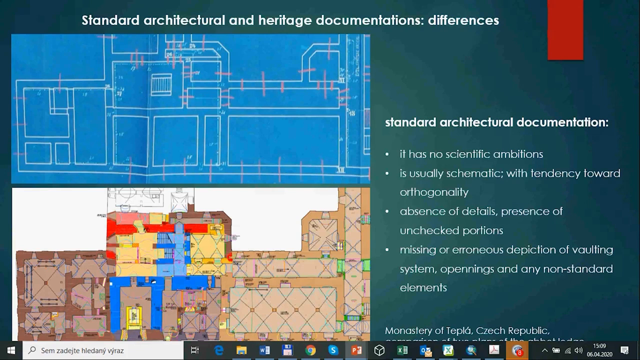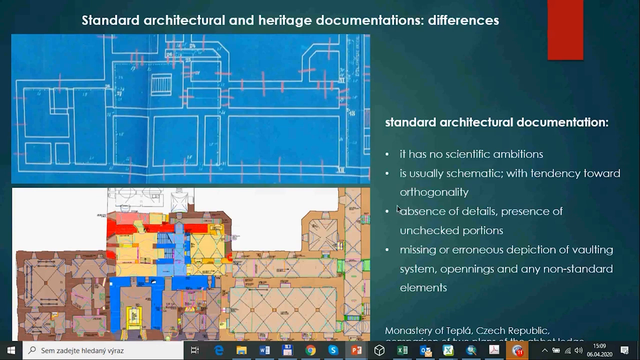It means that for the purpose of building, the documentation might be schematic, might have a tendency toward orthogonality, because modern construction work tends to orthogonality, uses orthogonal materials, and all spaces and room interiors should be orthogonal. So this tendency we can see also in the documentation of historical buildings made by standard architectural ways. Therefore, there is also an absence of details and, on the contrary, a presence of, for example, parts which are under the surface, which are not visible.